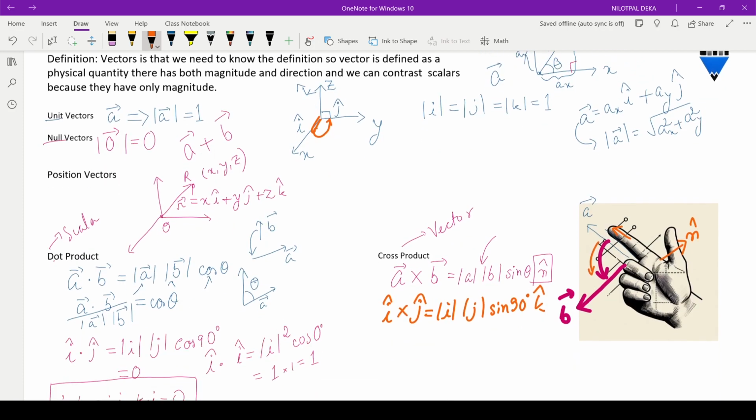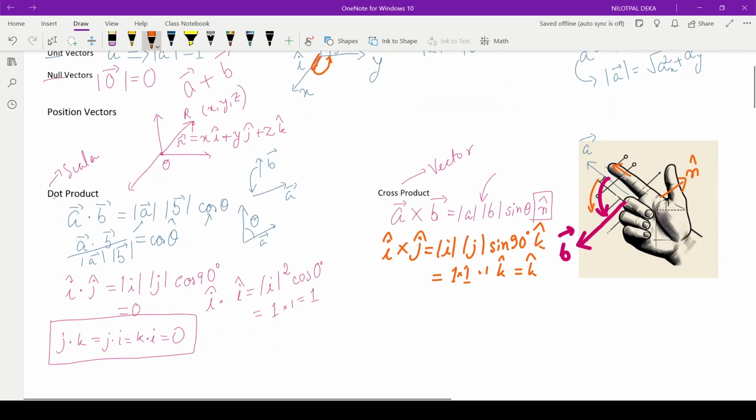All right, so i and j will give me a product of 1 times 1. Do not confuse this times with the cross product. And sine 90 degrees is again 1, and k cap is k cap. So i cross j is simply k cap. I hope that's clear.